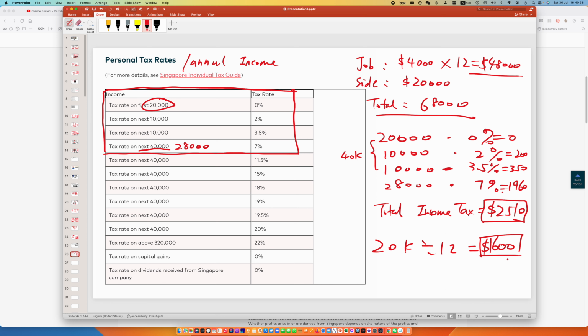Okay. So this is to give you a perspective. The higher you earn annually, the more you have to pay, of course, based on this.